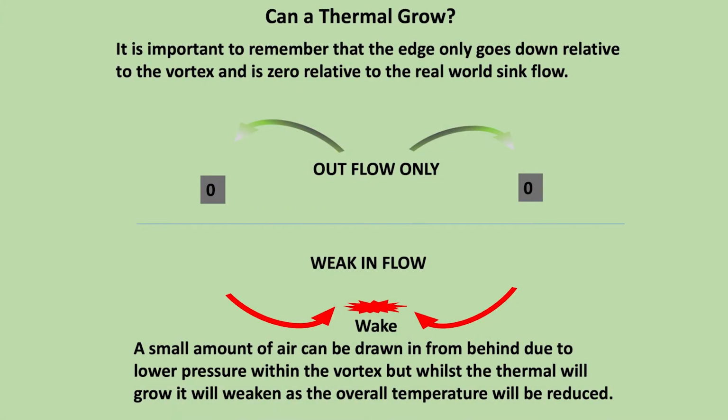Can a thermal grow? It is important to remember that the edge only goes down relative to the vortex and is zero relative to the real world sink flow. A small amount of air can be drawn in from behind or from underneath due to a low pressure within the vortex. But whilst the thermal will grow, it will weaken as the overall temperature will be reduced.